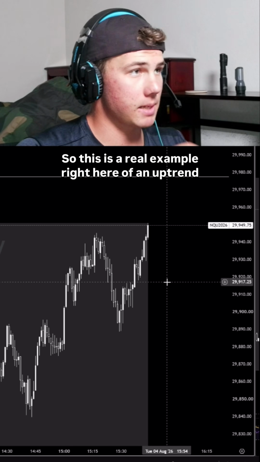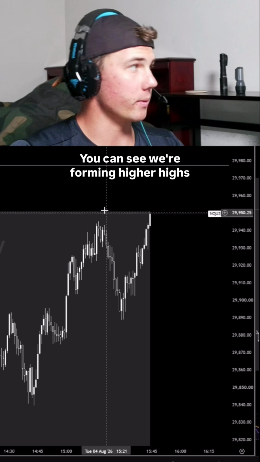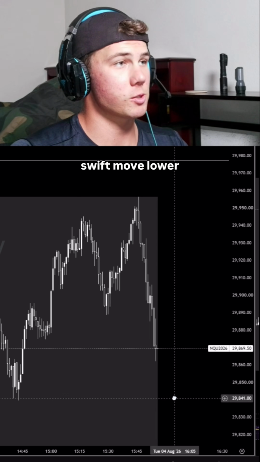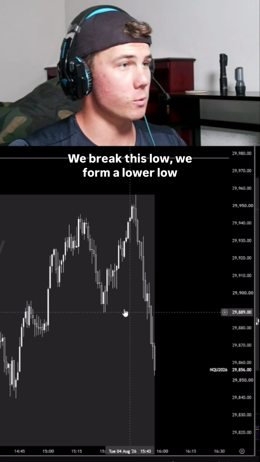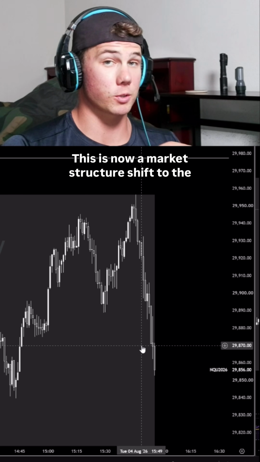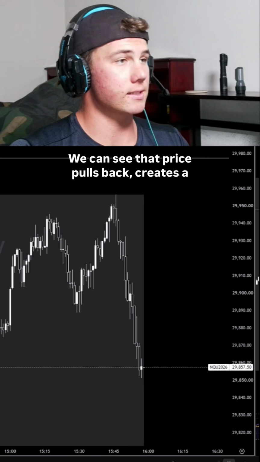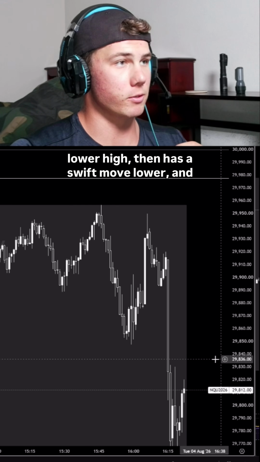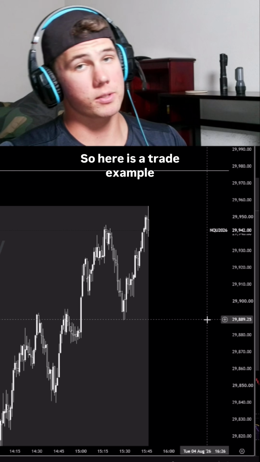So this is a real example right here of an uptrend. You can see we're forming higher highs and higher lows. If I play price out here, you can see we have a swift move lower. We break this low, we form a lower low. This is now a market structure shift to the downside. We can see that price pulls back, creates a lower high, then has a swift move lower, and then continues to dump.